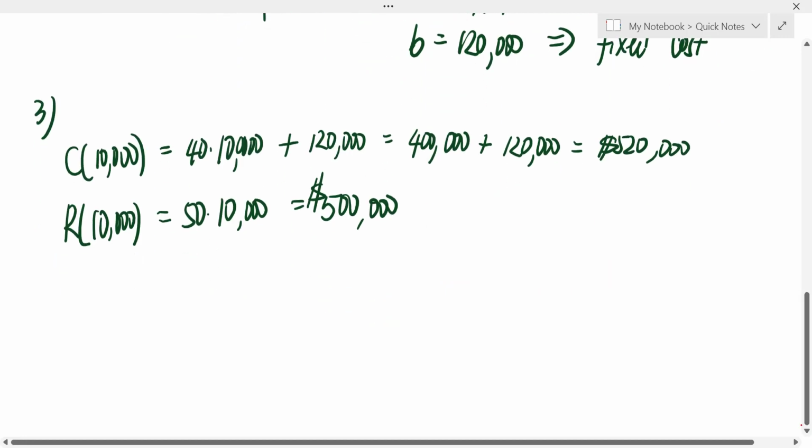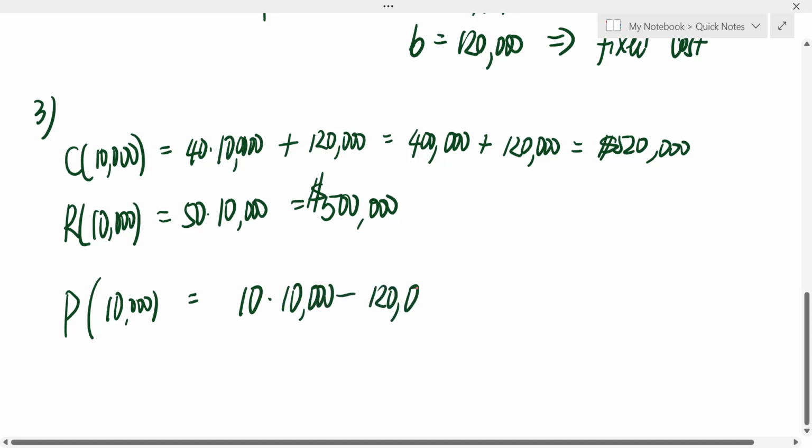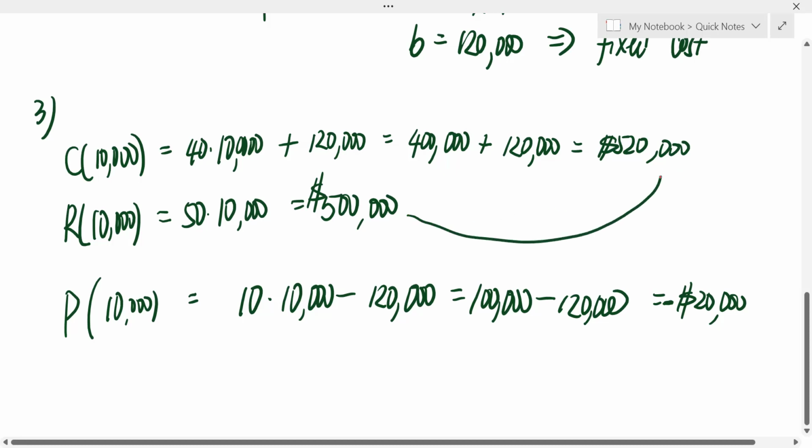And look at the profit producing 10,000 units. It will be 10 times 10,000 minus 120,000. That's 100,000 minus 120,000. So we get a net loss of negative $20,000. Using 500,000 minus 520,000, you also get negative 20,000.